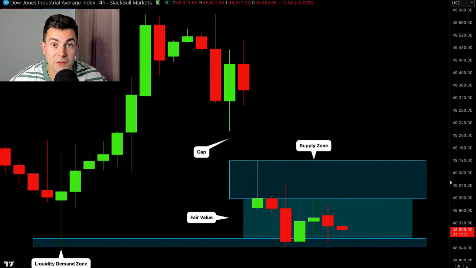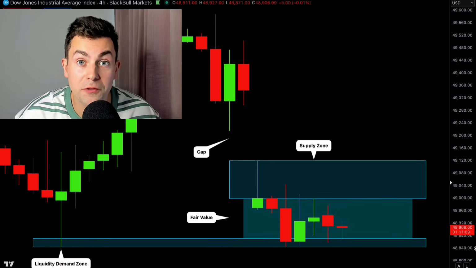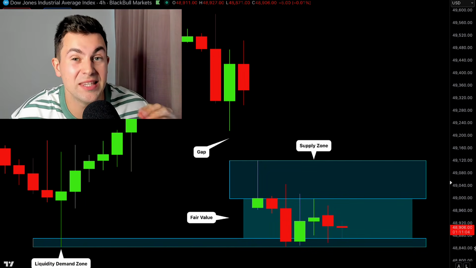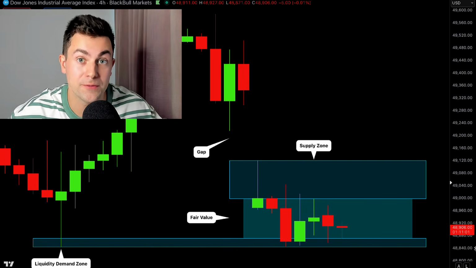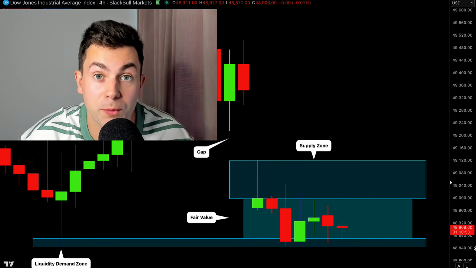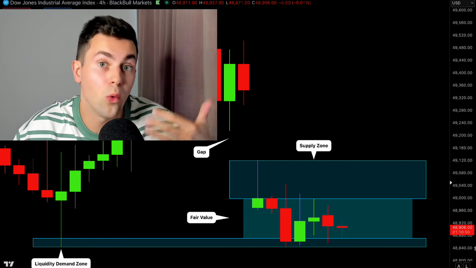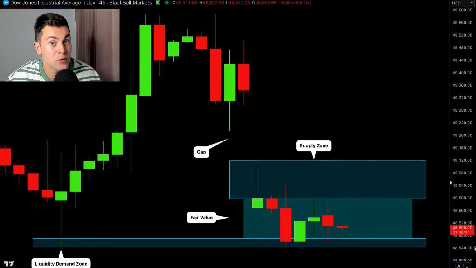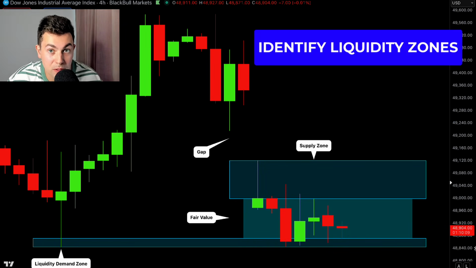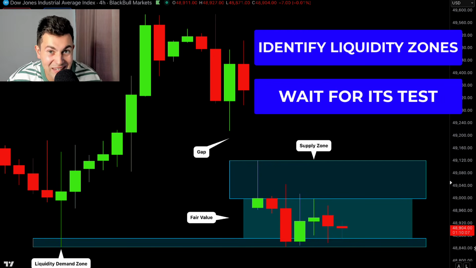As you can see, after this gap was formed, the market dropped significantly lower. It happens because after the formation of a gap, the market will always seek liquidity. After the formation of a gap down, the market will always look for a liquidity demand zone to balance market supply and demand. And after the formation of a gap up, the market will look for a liquidity supply zone. So if you spot a gap and you want to trade it, make sure that you identify liquidity zones and you patiently wait for a test of a liquidity zone before you open the trade.